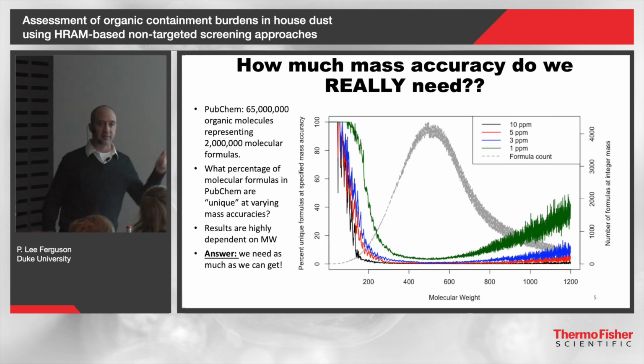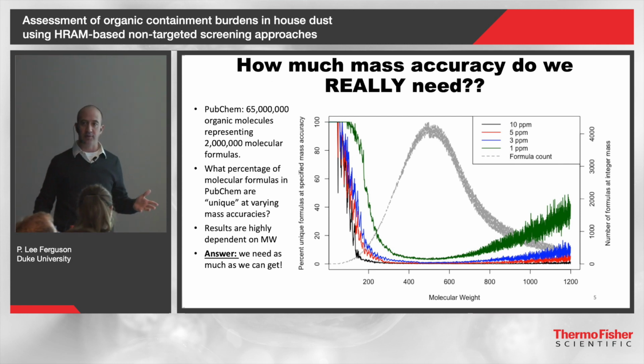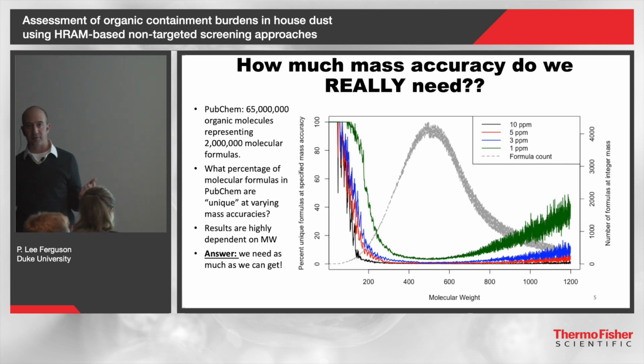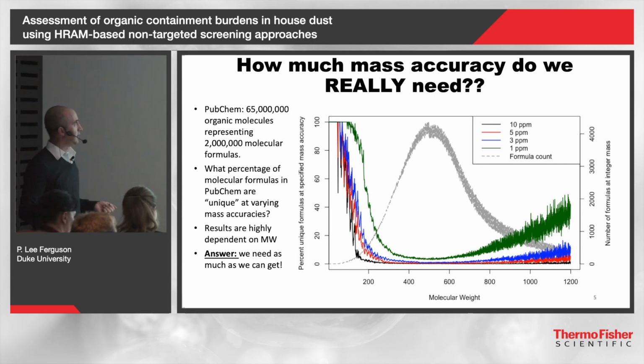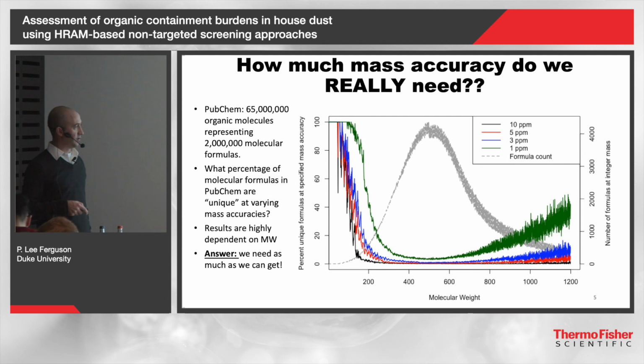I wanted to show this slide to give a picture of why mass accuracy is important. I think we all appreciate this, but it's nice to see it with data. What I did here is I took all of PubChem, about 65 million organic molecules. How many molecular formulas is this? It turns out to be about 2 million unique molecular formulas within PubChem across the entire database, up to 1,200 Daltons. And I binned all of these compounds into 1 Dalton windows.